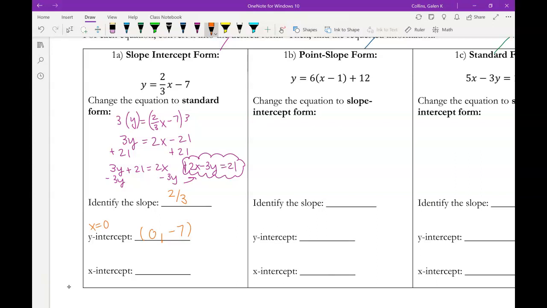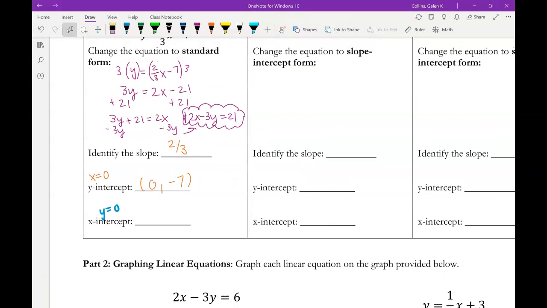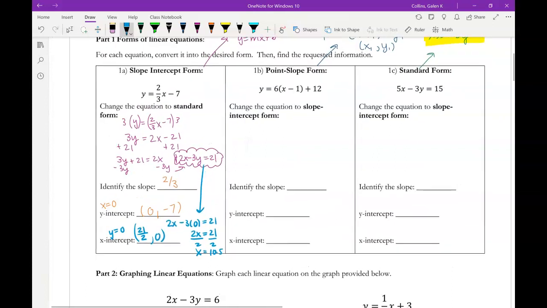To find our x-intercept, that is where y equals 0. And so using either slope-intercept or standard form, we could substitute 0 for y. I'm going to use standard form because I don't want to deal with the fraction. So 2 times x minus 3 times 0 is 21. So 2x is 21. Divide both sides by 2. And I get x is, well, you could leave that 21 halves. I think that's 10.5. So our x-intercept is (21/2, 0) or (10.5, 0). So let's get in the habit of writing those as ordered pairs.